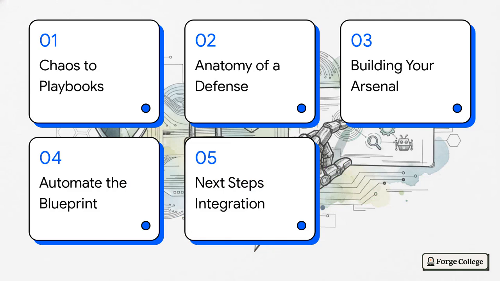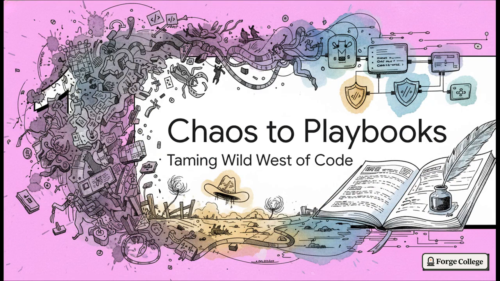Okay, let's get right into it. We've got 5 main phases to hit today. 1. Moving from chaos to playbooks. 2. The anatomy of a defense. 3. Building your arsenal. 4. Automating the blueprint. And finally, number 5, next steps and integration. All right, section 1, from chaos to playbooks, taming the wild west of code.